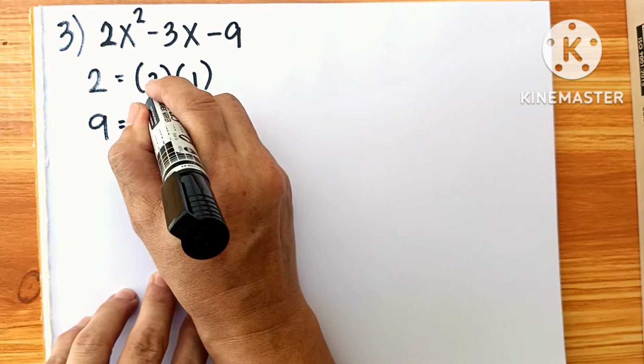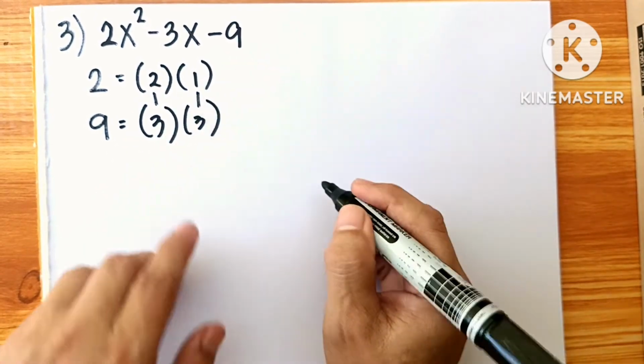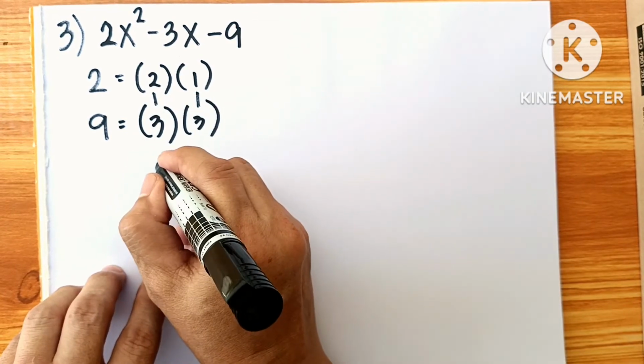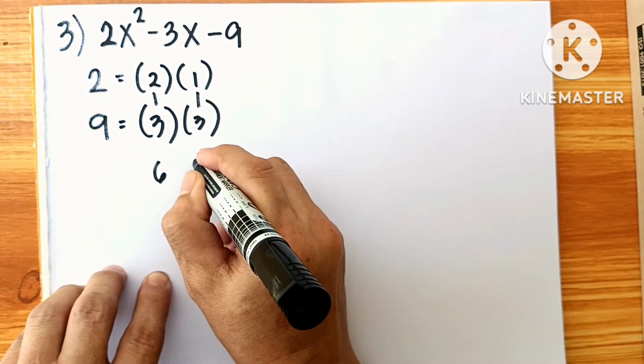So, I match 2 with 3 and 1 with 3. Since pareho naman 3 yan, wala din pinagkaiba, no? So, the product of 2 and 3 is 6. 1 and 3 is 3.